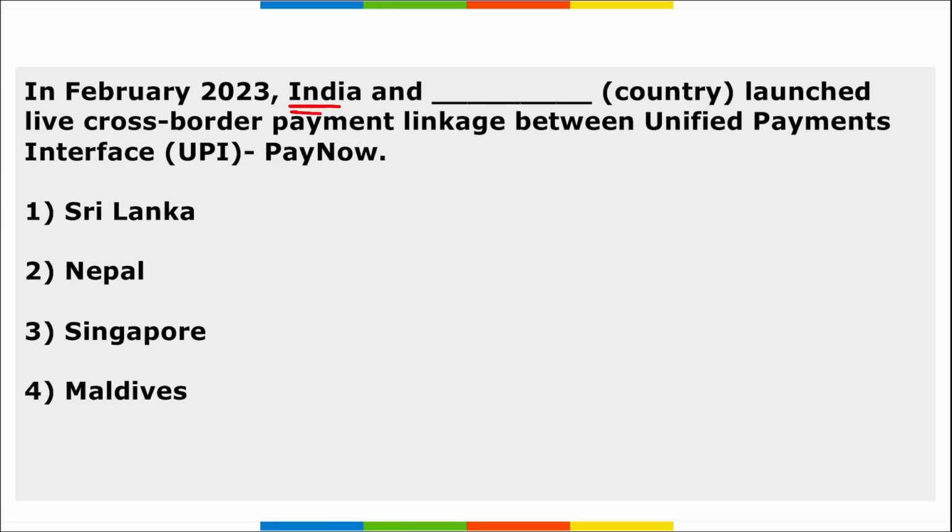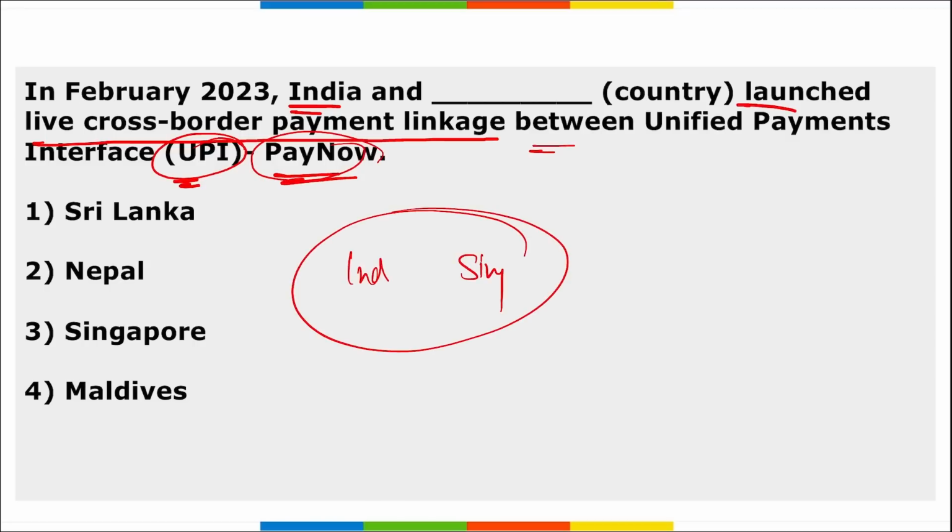In February, India and Singapore launched a live cross-border payment linkage between UPI and PayNow. Remember, UPI is for India and PayNow is for Singapore. So India and Singapore together have launched a live cross-border payment linkage between UPI and PayNow.